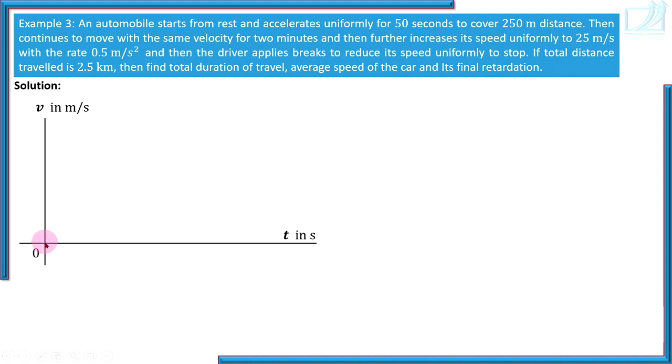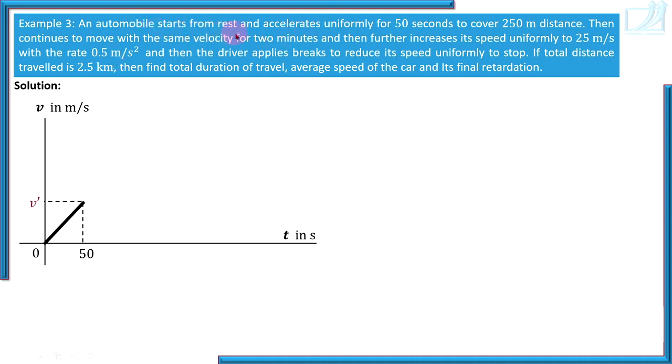This is the point where time is 0 and velocity is 0. The automobile starts from rest, that means initial velocity is 0, and accelerates uniformly for 50 seconds, meaning velocity increases uniformly for 50 seconds. So show an inclined straight line, velocity increasing uniformly up to 50 seconds. So this time is 50 seconds. Now what is the velocity reached? We don't know. So label it immediately, V'.